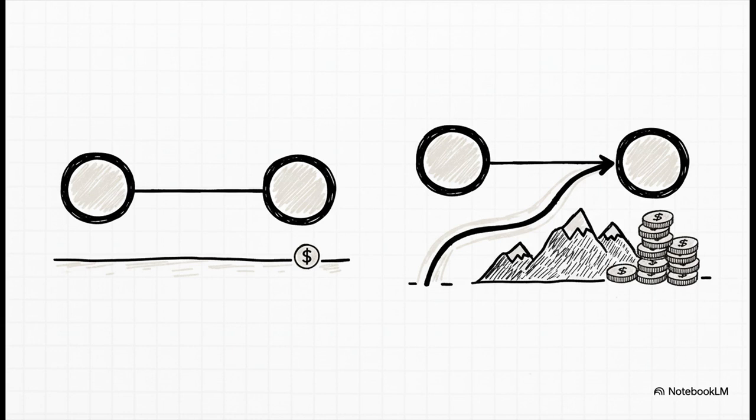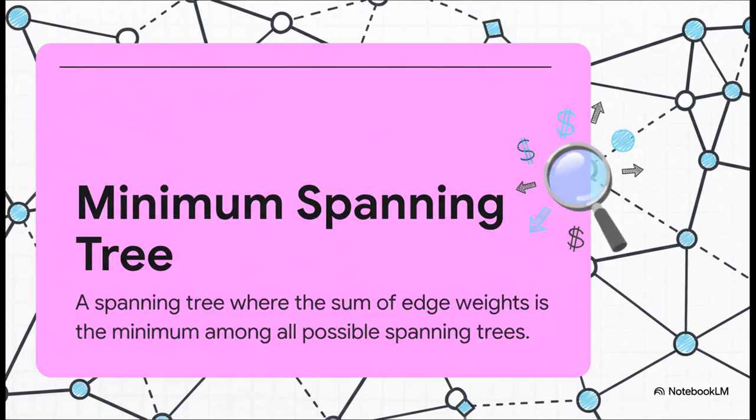Okay, now for the fun part. In the real world, not all connections are created equal. Building a highway through a mountain is way more expensive than building one across a flat prairie. So, to account for this, we give every possible connection a weight, which is just a fancy word for its cost. And when you put those 2 ideas together, you get the main event, the minimum spanning tree.